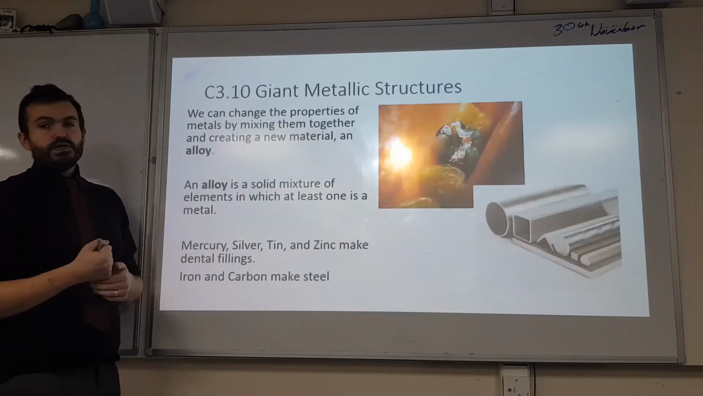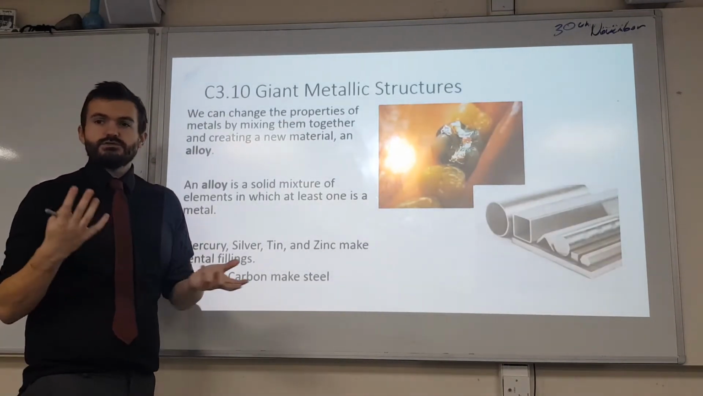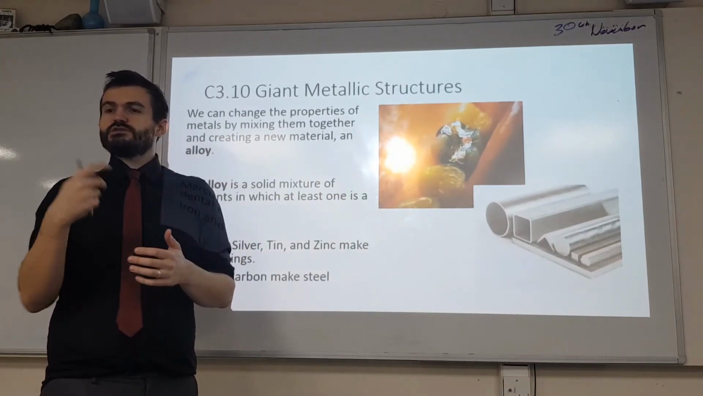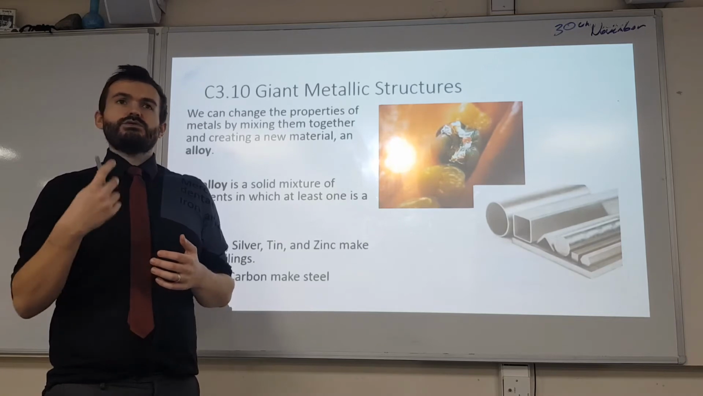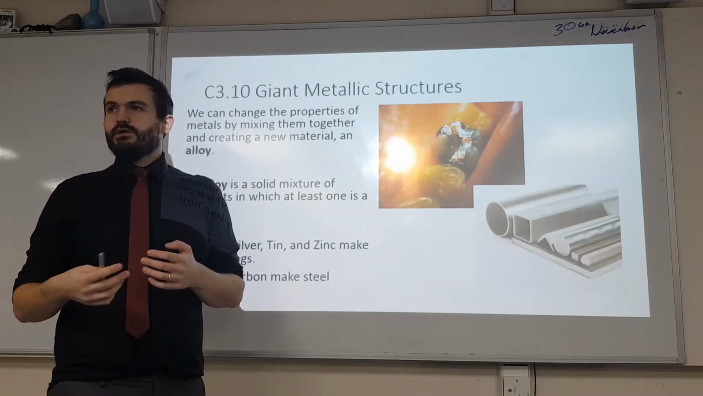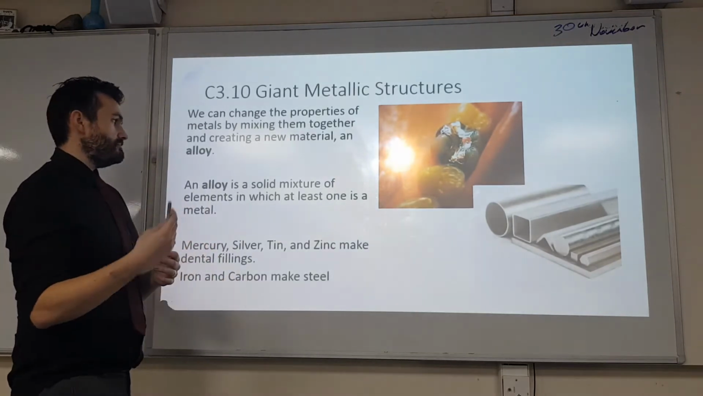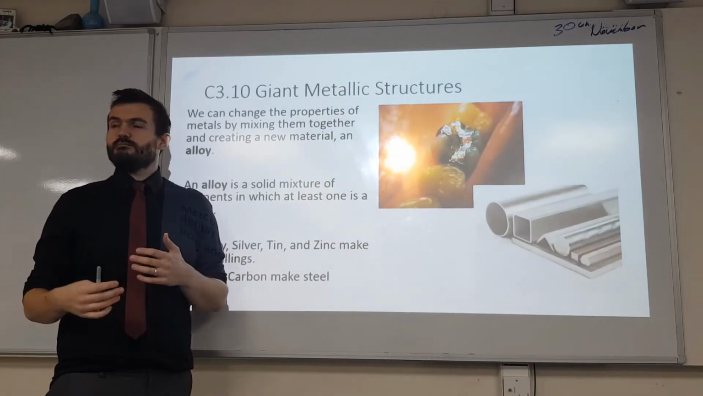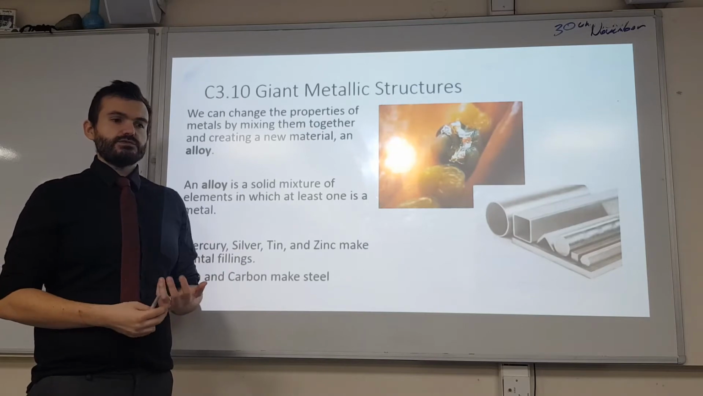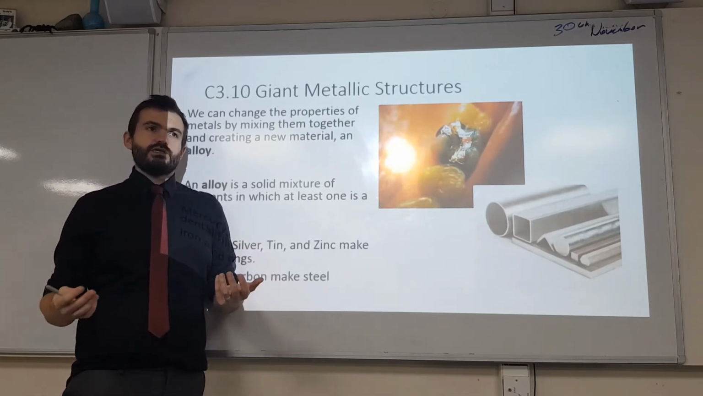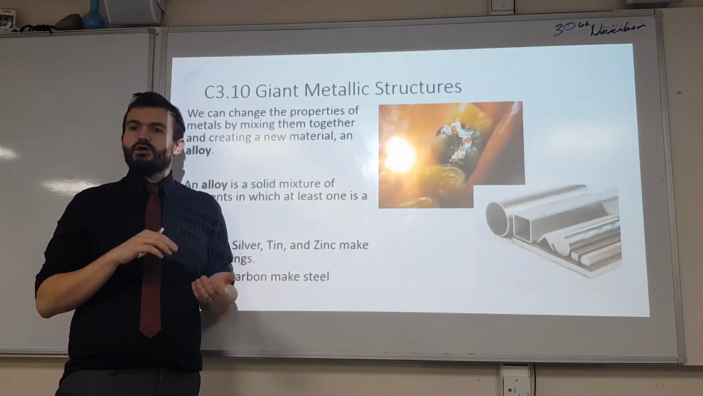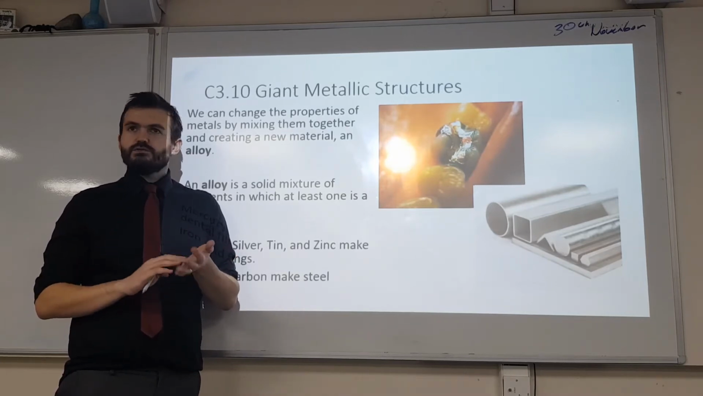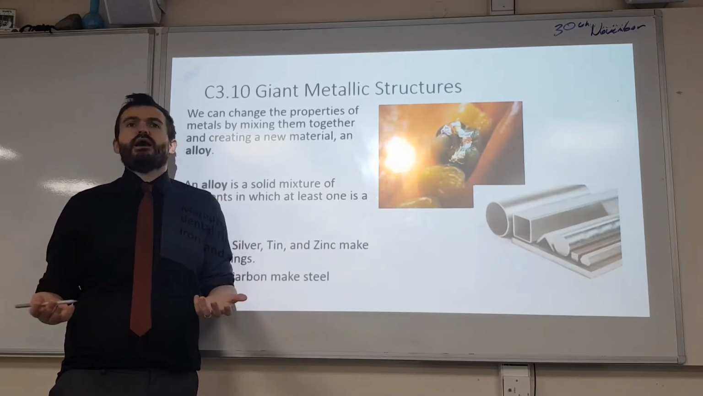What we could also do is adulterate our metal. So we can mix our metal with something else, and we can make alloys. An alloy is a solid mixture, and at least one of the elements in there is a metal. So they don't all have to be metals. One of the most famous alloys is steel. Steel is iron and carbon. Iron is the metal, carbon is a non-metal, but we make an alloy.